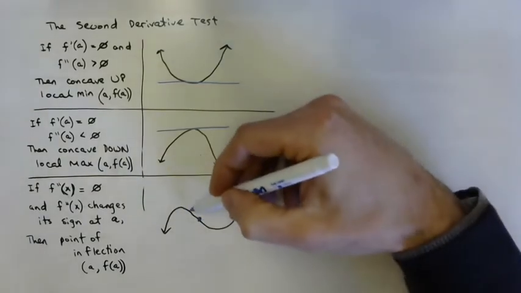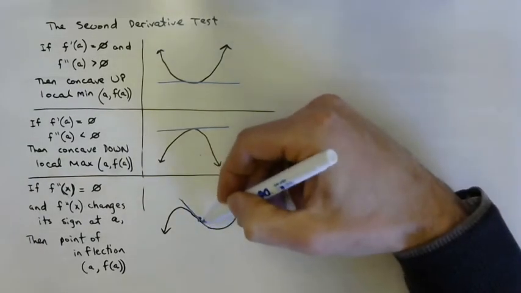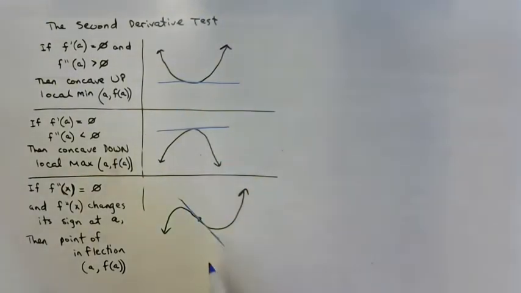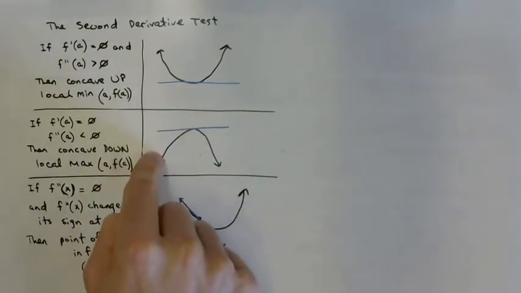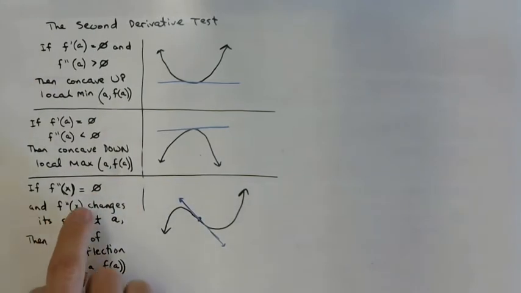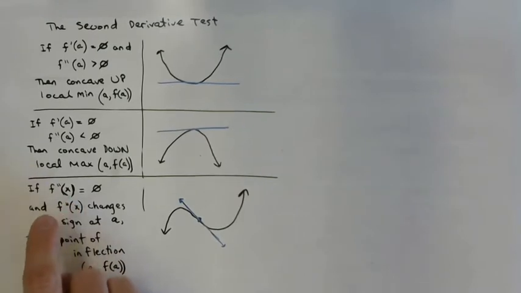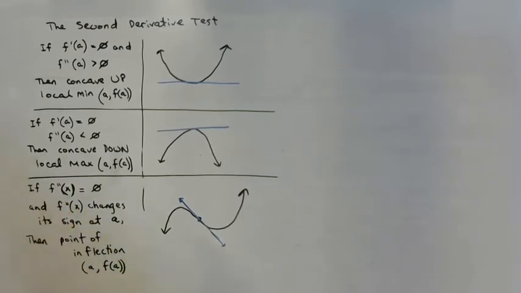Or the tangent right there. Okay, so we'll find out what we're looking for. These ones are pretty easy to understand. This one, we're going to have to see in an example in order to explain it a little bit better.